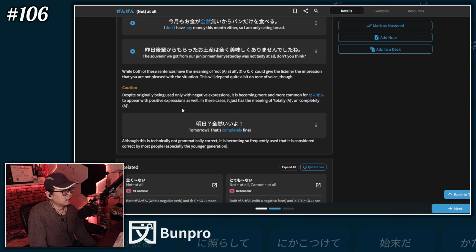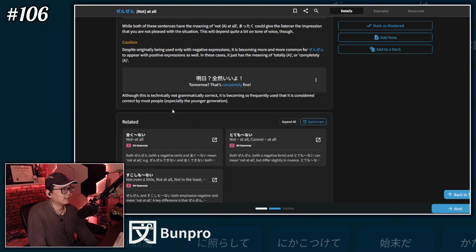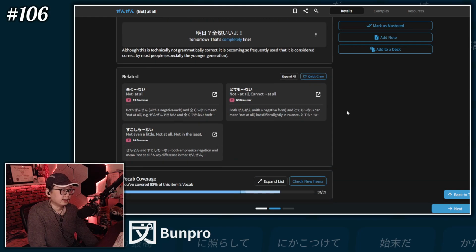Despite originally being used only with negative expression, it is becoming more and more common for zenzen to appear with positive expression as well. Yep, it certainly has. In these cases, it's just the meaning of totally or completely. Ashita, zenzen ii yo. Yep. Although this is technically not grammatically correct, or grammatically dealing with formality, it is becoming so frequently used as considered correct by most people, especially the younger generation. Tell me about it.